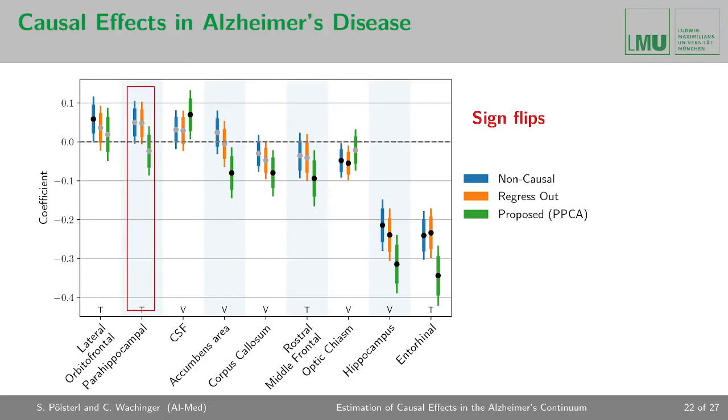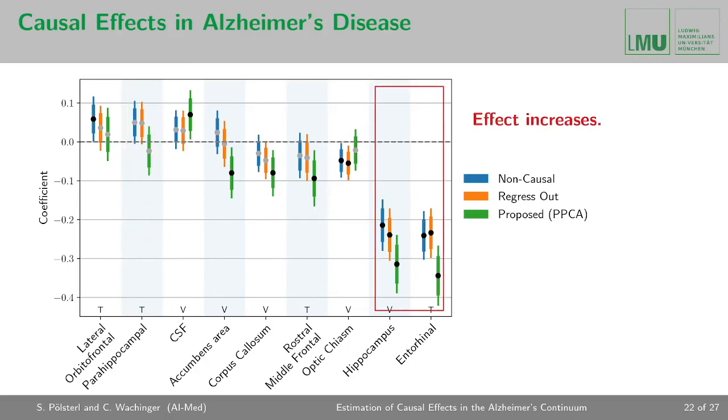In the non-causal models, atrophy is associated with improved cognition, whereas in our model it flips to being associated with cognitive decline. Since parahippocampal thinning is common in Alzheimer's disease, we believe our model would be more appropriate.